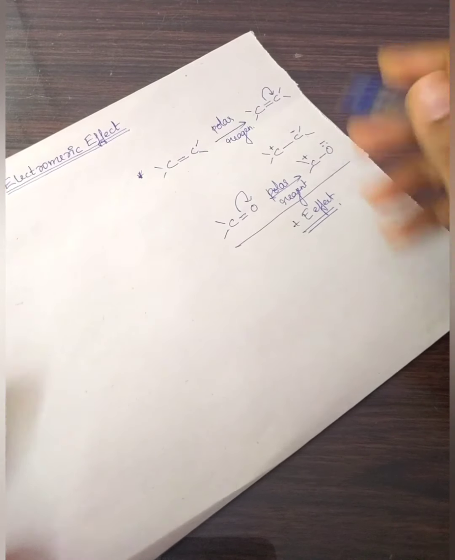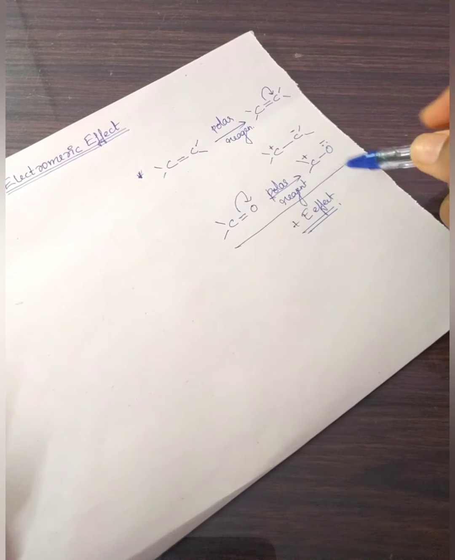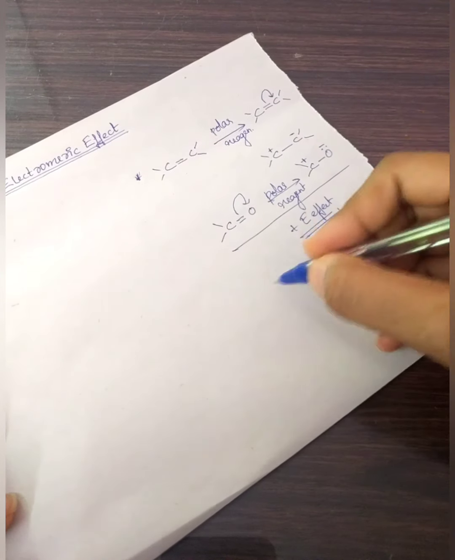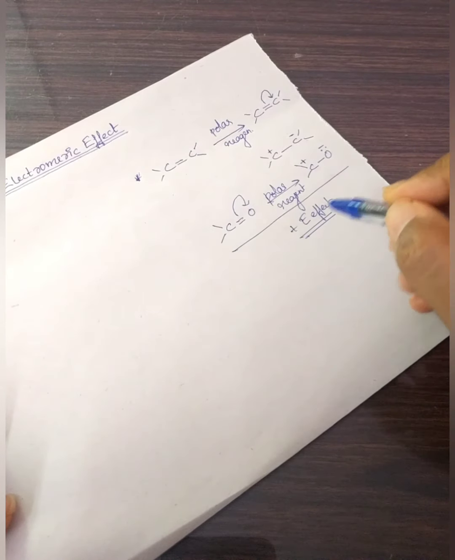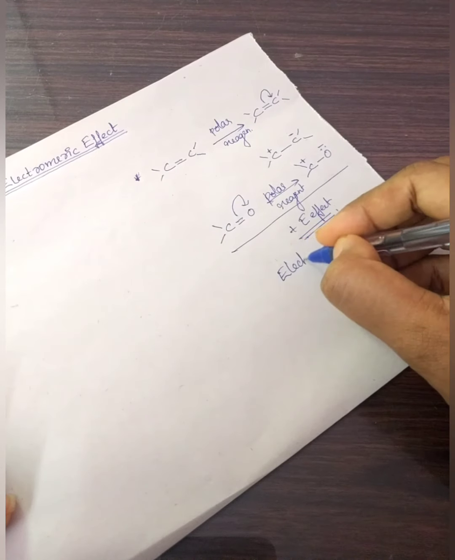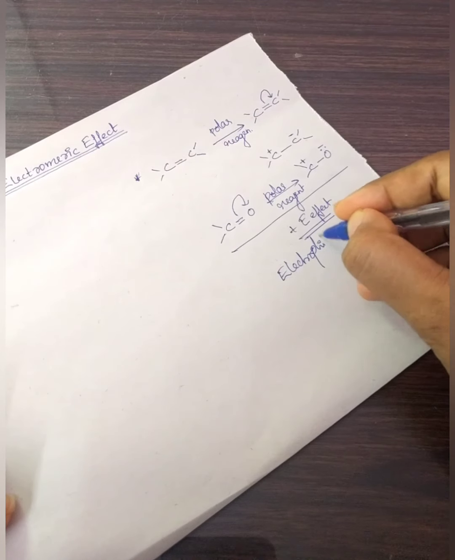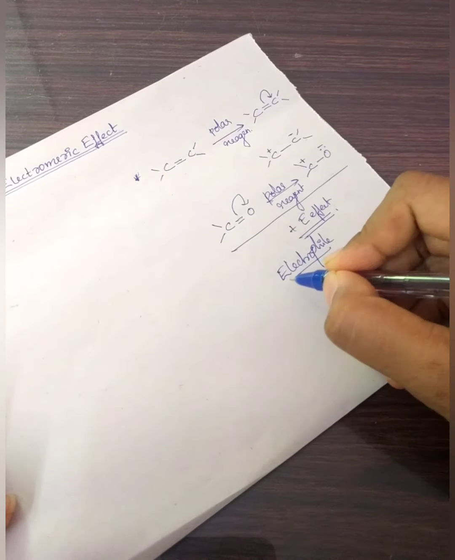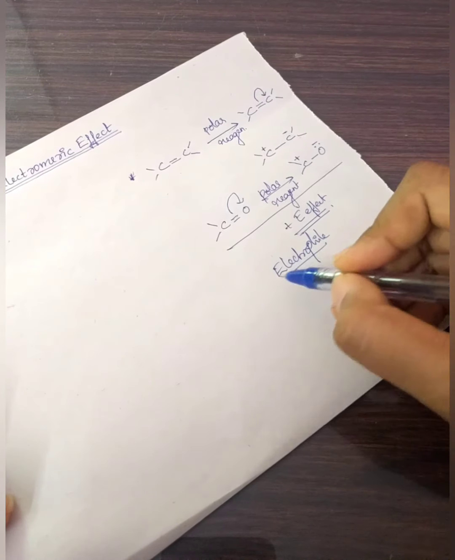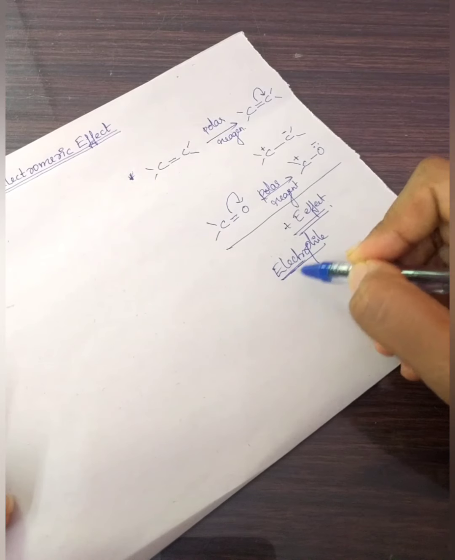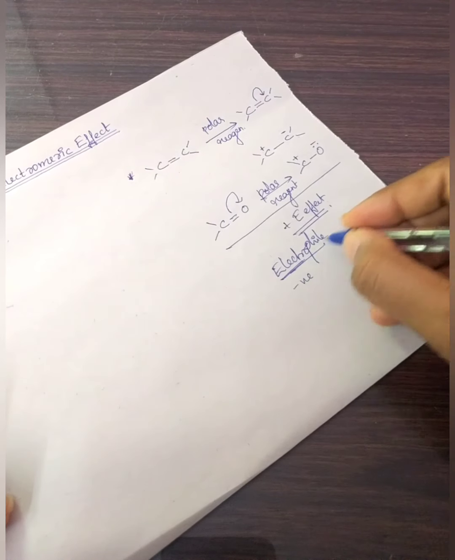Moving on to this topic, we should know what an electrophile and a nucleophile are. For this positive electromeric effect, we should know what an electrophile is. In simple terms, we can say an electrophile is a substance. From the name itself, it is very obvious that electro means negative charge and phile means loving.